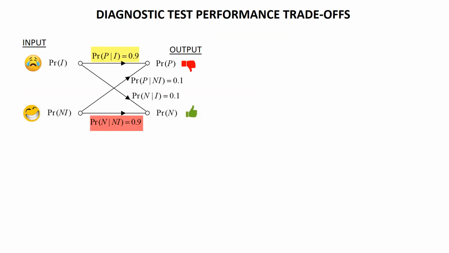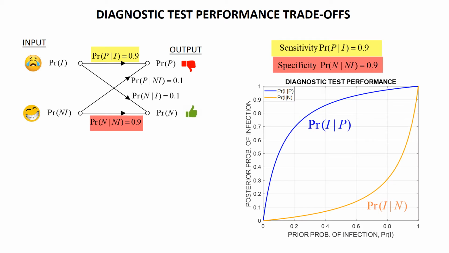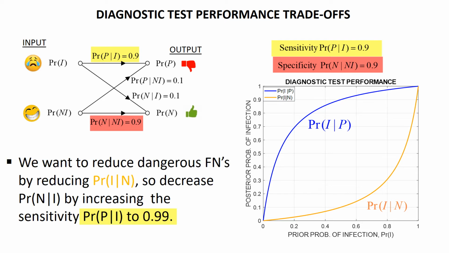So let's look at some performance trade-offs. So there's the figure that we've seen many times before, and we've set in yellow the sensitivity to 0.9 and in pink the specificity to 0.9. And there's the curve where we're plotting prior probability of infection along the x-axis and posterior probability of infection along the y-axis. And what you notice here is that we have quite high false negatives. If you're up above 0.6 or 0.8, you could test negative, but actually that could be a false negative, and you might actually be infected.